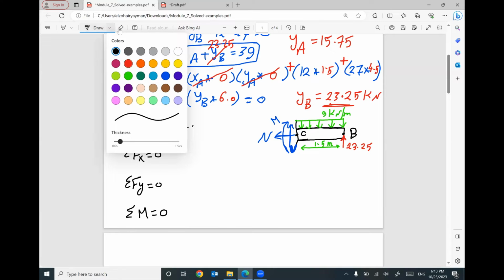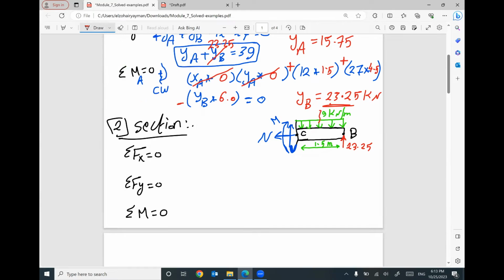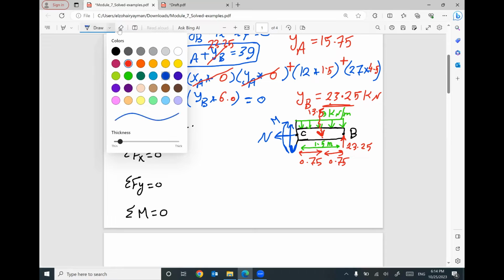Before starting, make sure you convert this distributed load to equivalent. How much? 9 times 1.5 equal 13.5. And your distance will be 0.75 from this side and 0.75 from the other side. Be careful. What I have right now on this part, only part of the distributed load with a length 1.5. So the equivalent will be 9 times 1.5 and will be located at the mid distance. Go ahead and apply your equilibrium equations.